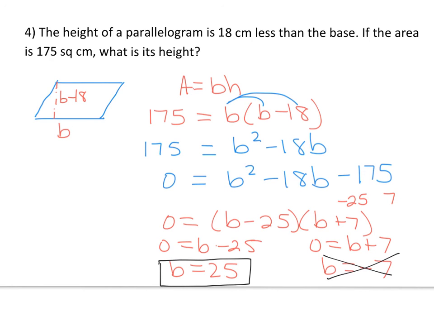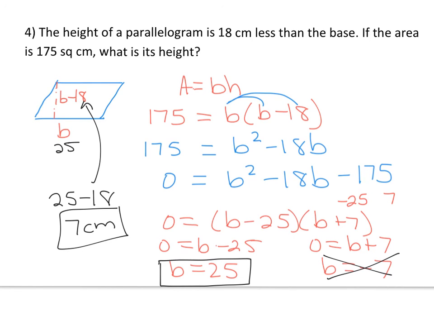Now the question is, what is the height? So if I come back up here, my base is 25. Well, to figure out the height, I'm going to have to take 25 minus 18, and I'm going to end up with 7 centimeters. Okay? So my base is 25 centimeters, and my height is 7 centimeters.